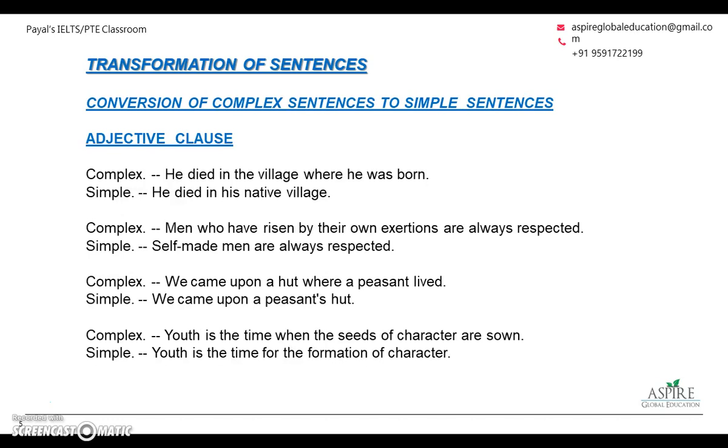Now, how do we convert complex sentences into simple sentences? We do it by using an adjective clause. He died in the village where he was born. Where did he die? Like, what kind of village was it? Where he was born. So I change this complex sentence, which constitutes of two sentences. He died in the village where he was born. I use an adjective clause, okay, and he died in his native village. So where he was born is replaced by one single word, which is native.